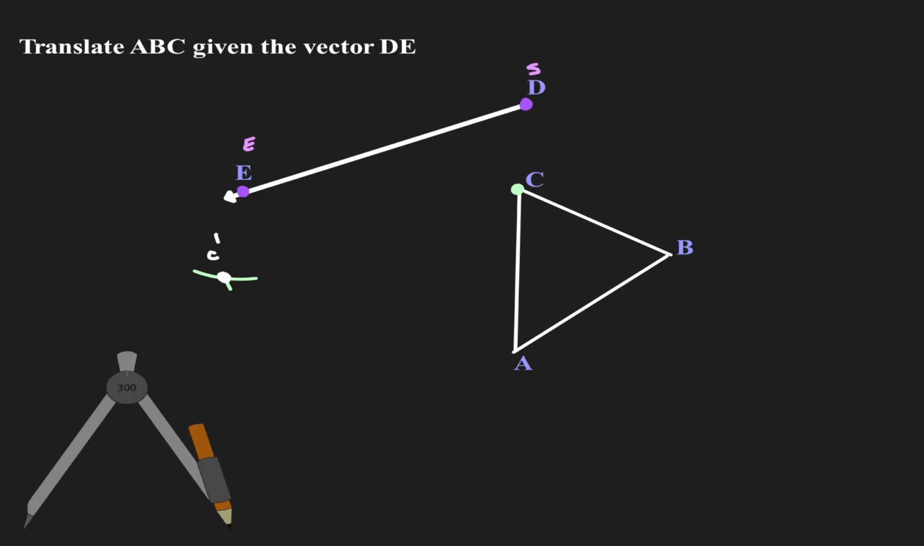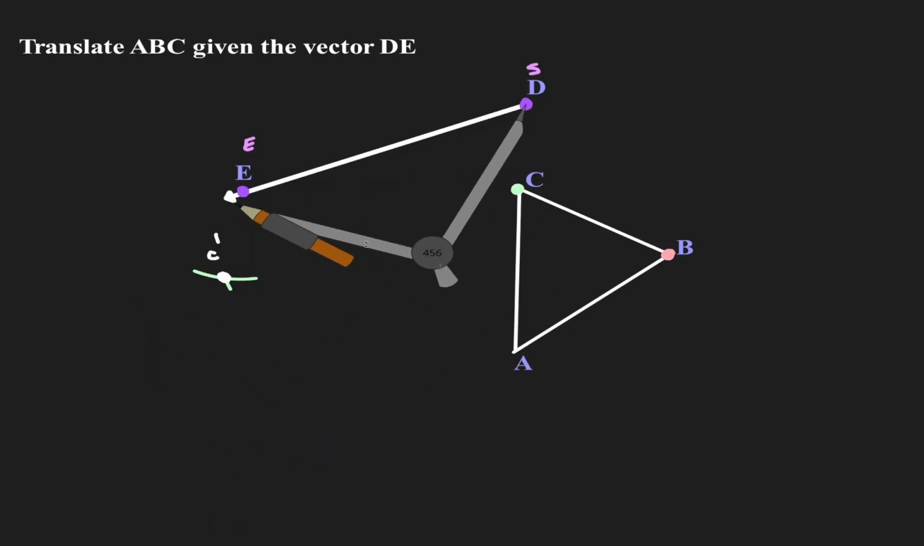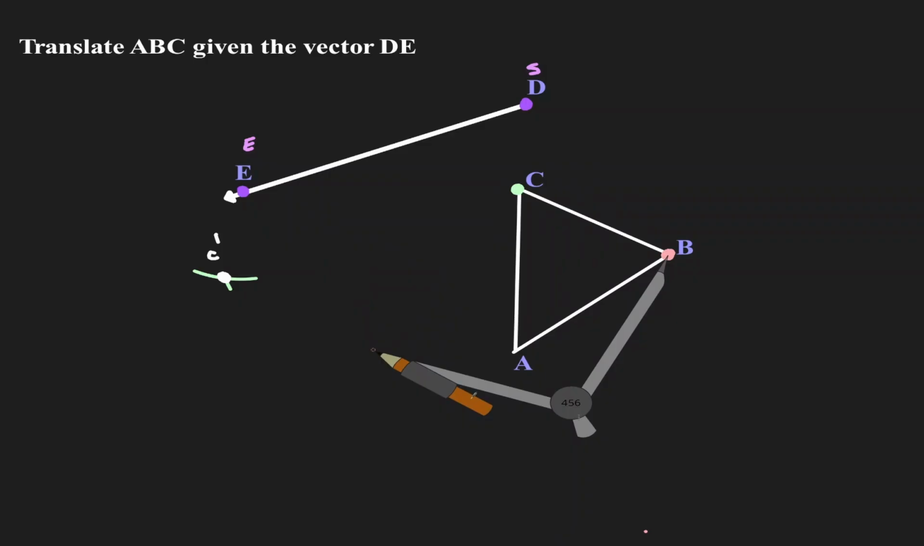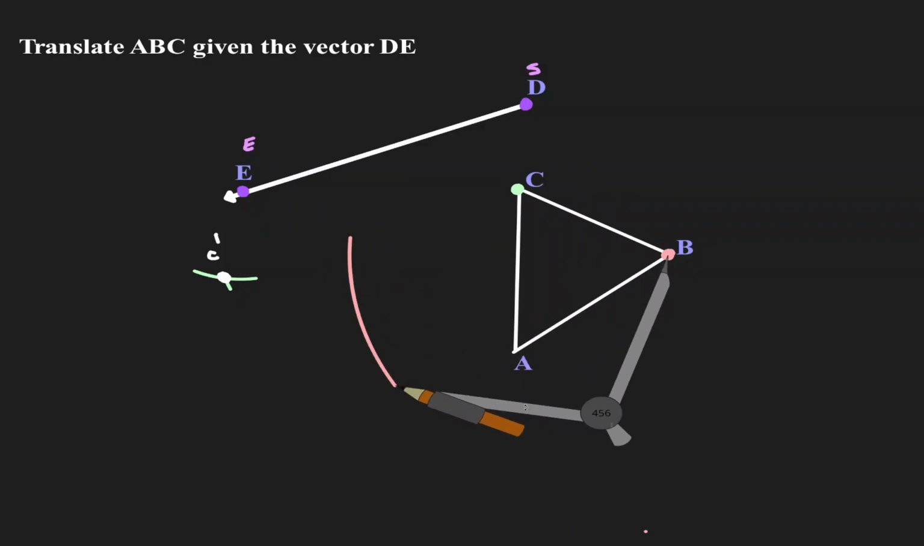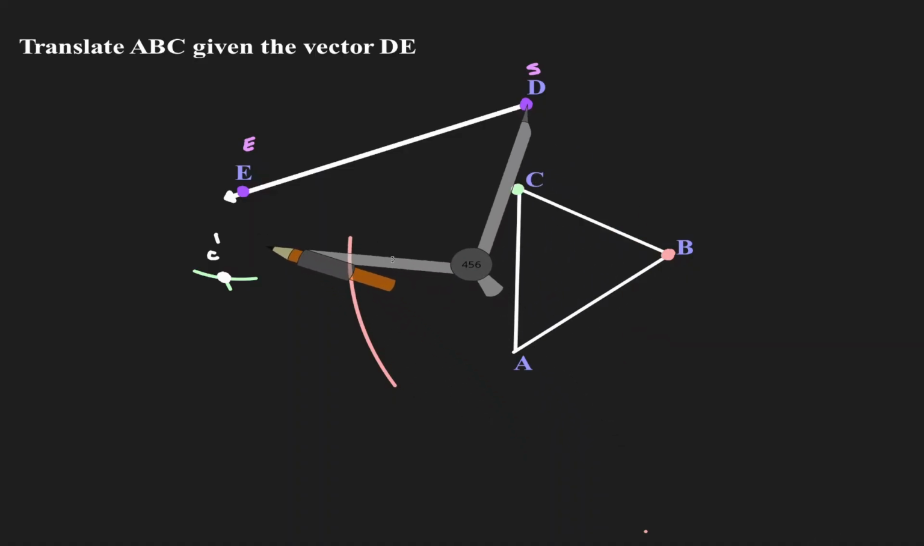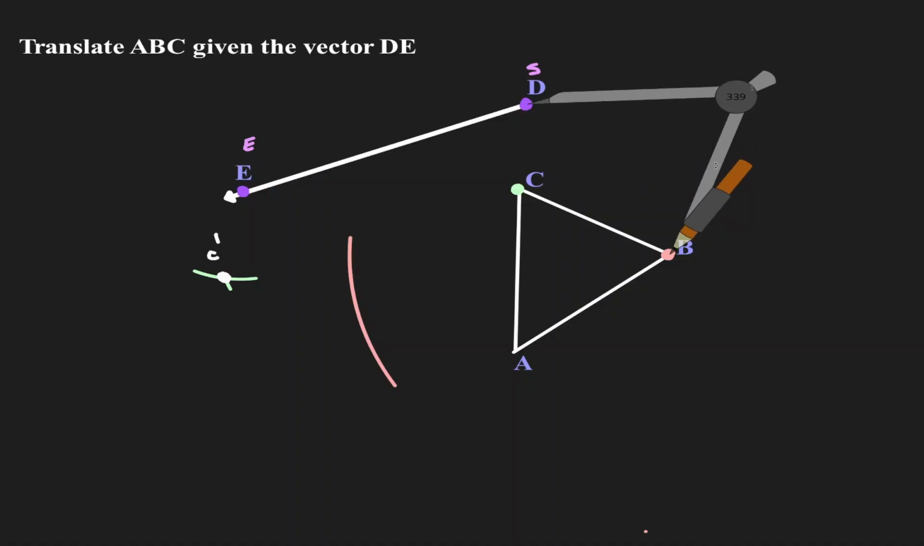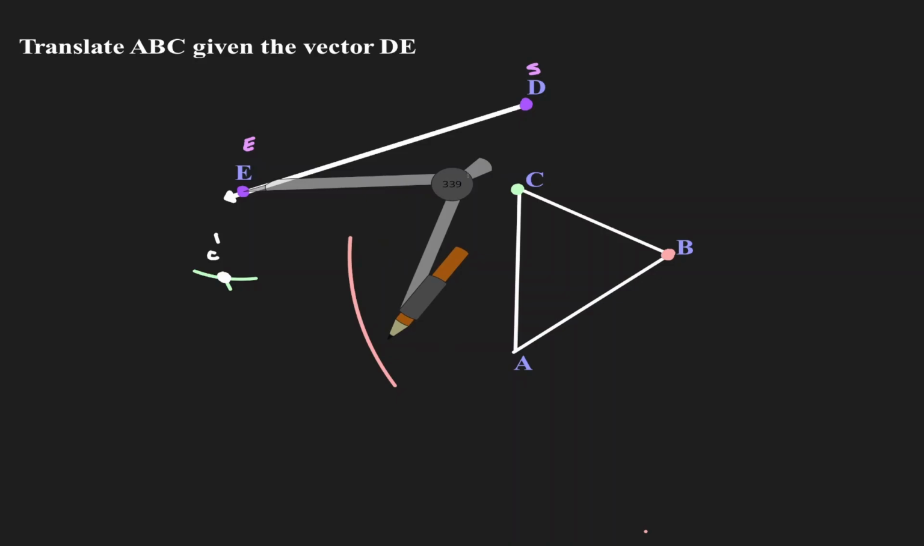Now let's translate point B. Let's find the length of the vector DE. And now that we have that length, let's move my metal leg to B. And let's give that length to point B. Now that we know how far point B should move, let's find the initial distance from the vector to this point. Let's find the distance from D to B. Now that we know that initial distance, let's move my metal leg to E, and let's give that same distance to find an intersection. And at this intersection is where we're going to find the image of B. So let's call it B prime.